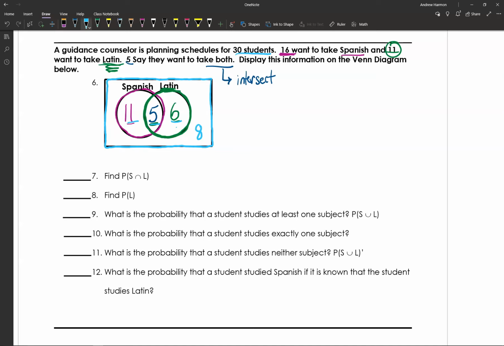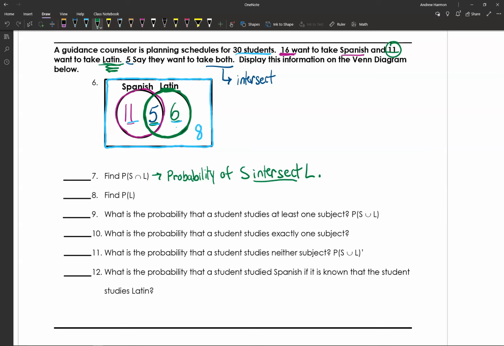Take a look at a couple problems. So first problem, number 7, says find P parentheses S intersect L. And so the way you would read this is find the probability of S intersect L. What we have to do is figure out how many people are in the intersection of S and L, and then put that over the total number of people that we're looking at.